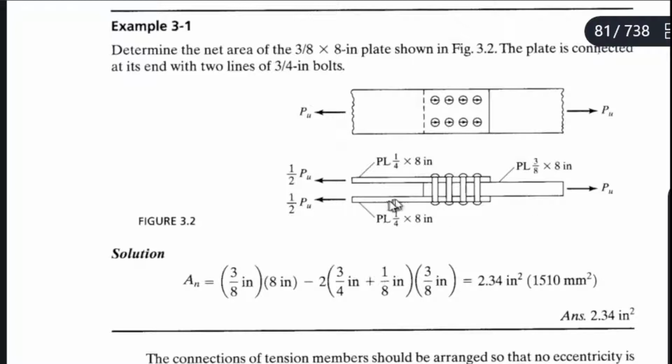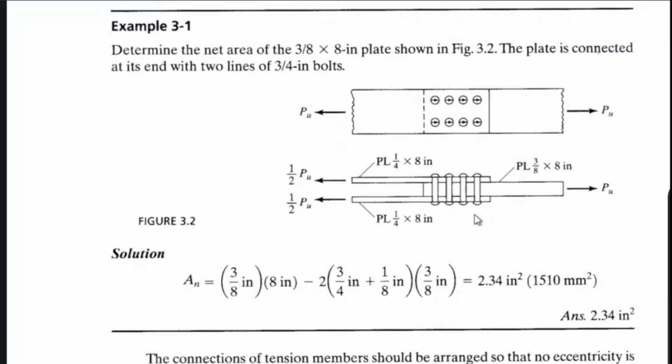What is the dimension of this plate? The thickness is 1/4 and the width is 8 inches. So again, 1/4 by 8 plate. As you can see, there are 8 bolts, but in the side view, we can only see 4 because they are aligned horizontally and aligned vertically. Right?